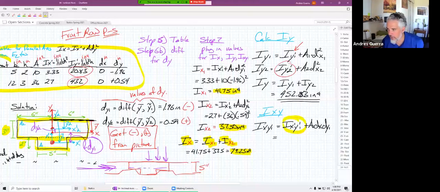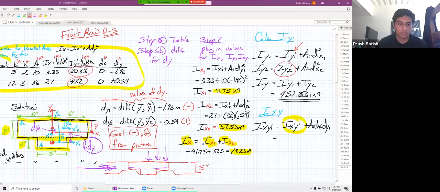Let me call somebody from the front row. Prash, I see you've got your camera on here. You're in the front row today. Do you remember what Ix prime y prime 1 is? Just to remind you, if we go to our picture on the left there, that's the product of inertia for just this A1 rectangle about the centroid of that rectangle right there. Any ideas what that's equal to? Would that be equal to 0? That's right. Absolutely. That's equal to 0.